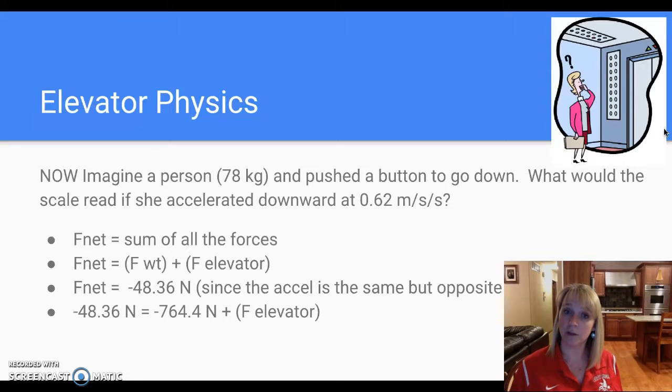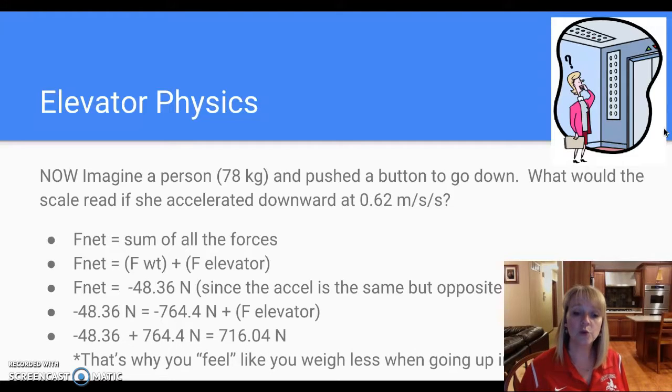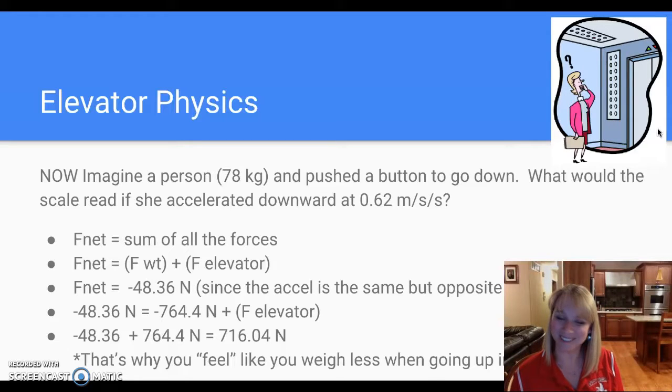Now if I solve for that, negative 48.36 newtons equals negative 764.4 newtons plus whatever the elevator is pushing back up on me, you get 716.04 newtons. So when I'm going down, you feel like you're weighing less in the elevator. Hopefully there's no typo there. Now we know how to solve for acceleration in an elevator, or how to solve for the force in an elevator. And thank you for watching.